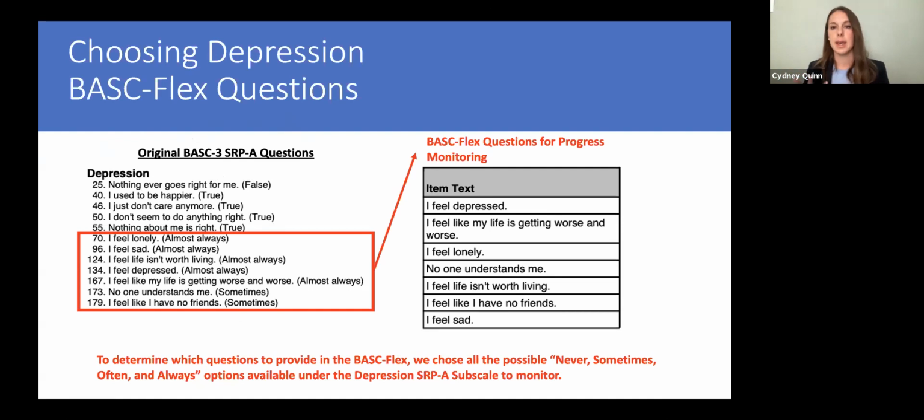But for me, I wanted to get mine as close as I possibly could to the depression subscale. So I used all the possible questions that fall under depression for Sam's age range and self-report. Within the BASC Flex, you use the ones that fall in never, sometimes, often, or always. You can see in that red box, all of the questions there fell on the original BASC 3, and then I pulled those for the Flex so that every single counseling appointment, Sam was filling out the same exact questions so we could progress monitor those symptoms over time.